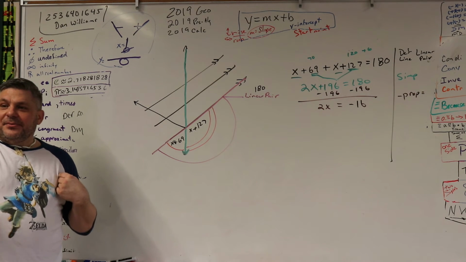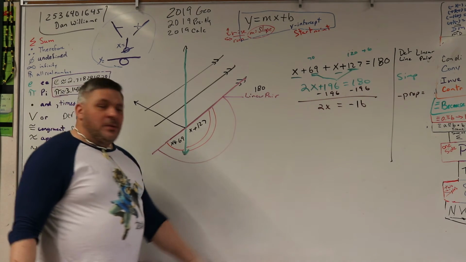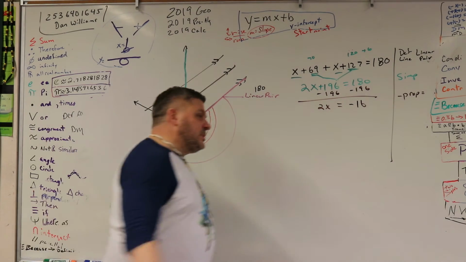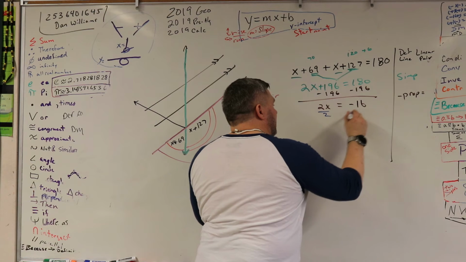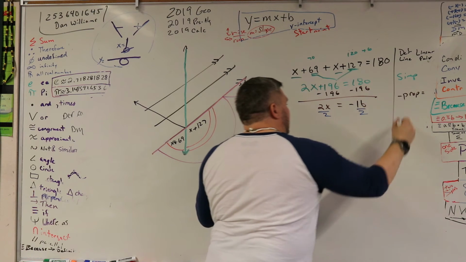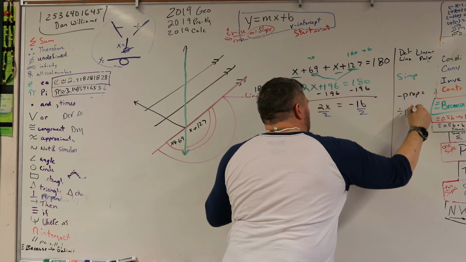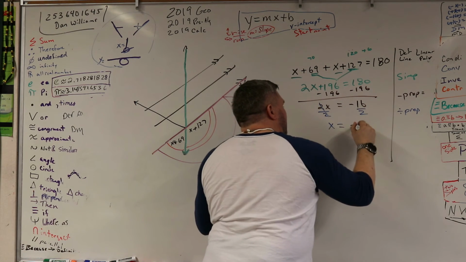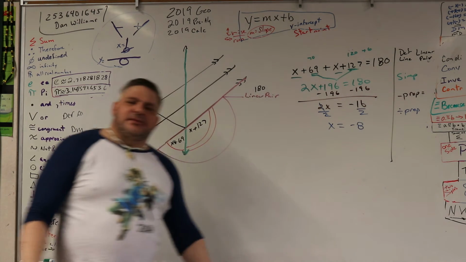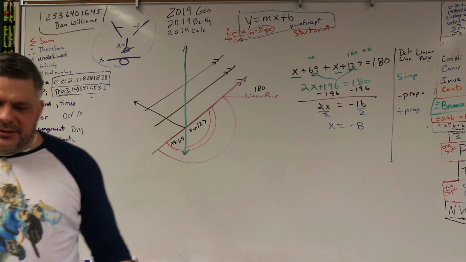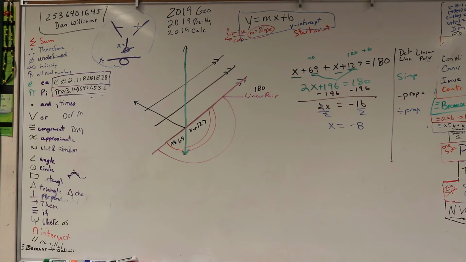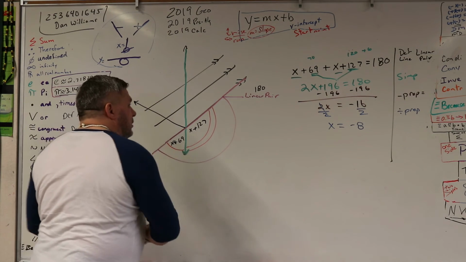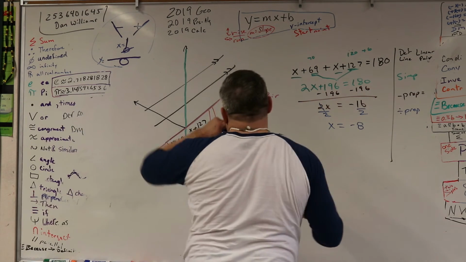Ezra, what do we do now? What's the opposite of times 2? Divided by 2. Boom. Nice, Ezra. Should be division property of equality. Yes. And so I get x is equal to -8. But is it done? No. We have to do what? Plug in -8 for x.